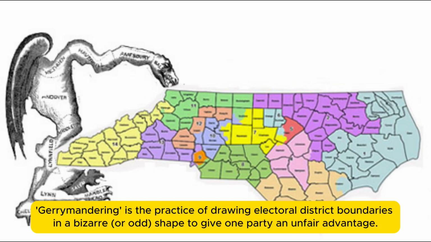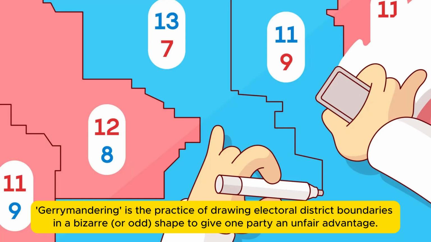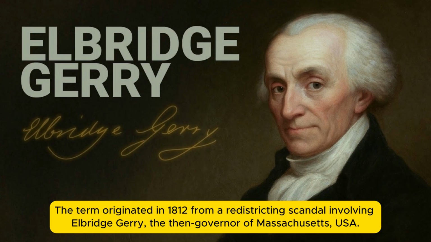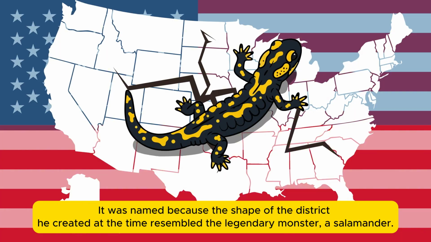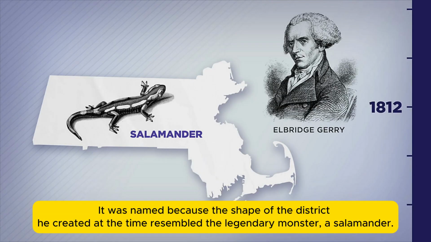Gerrymandering is the practice of drawing electoral district boundaries in a bizarre or odd shape to give one party an unfair advantage. The term originated in 1812 from a redistricting scandal involving Elbridge Gerry, the then governor of Massachusetts, USA. It was named because the shape of the district he created at the time resembled the legendary monster, a salamander.